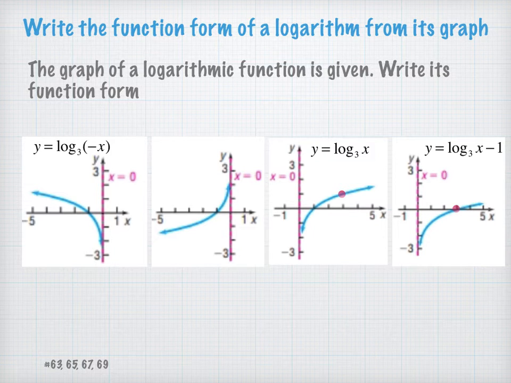The graph that remains happens to be the reflection across the x-axis of the first function. So we denote that symbolically with a minus sign in front of the logarithm.